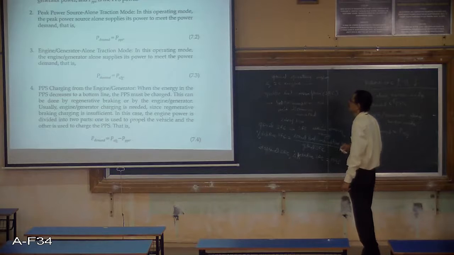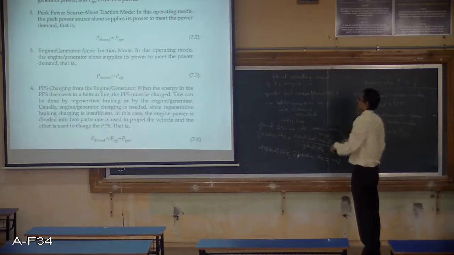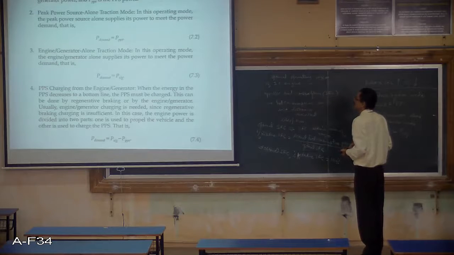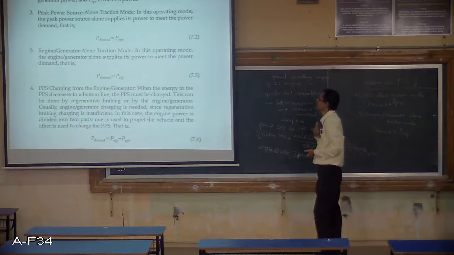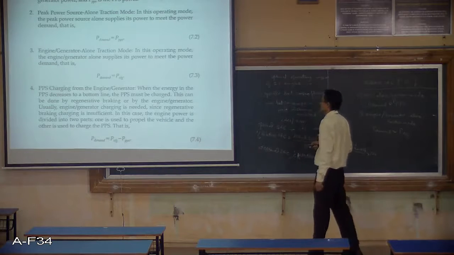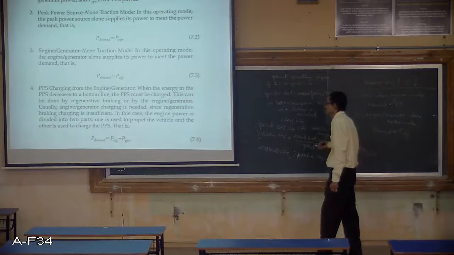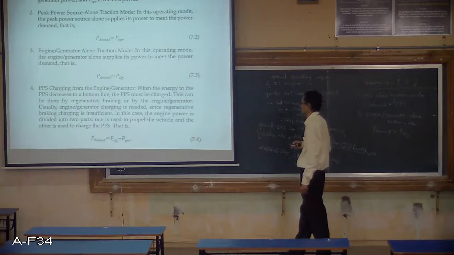Then the fourth one, PPS charging from engine generator. I think this we'll see in the next class. PPS charging from engine and generator. Here, what is happening is demand power is equal to generated power minus PPS. So, whatever power is generated by the generator is more than the demand power. As a result, the remaining power it can supply to the PPS.